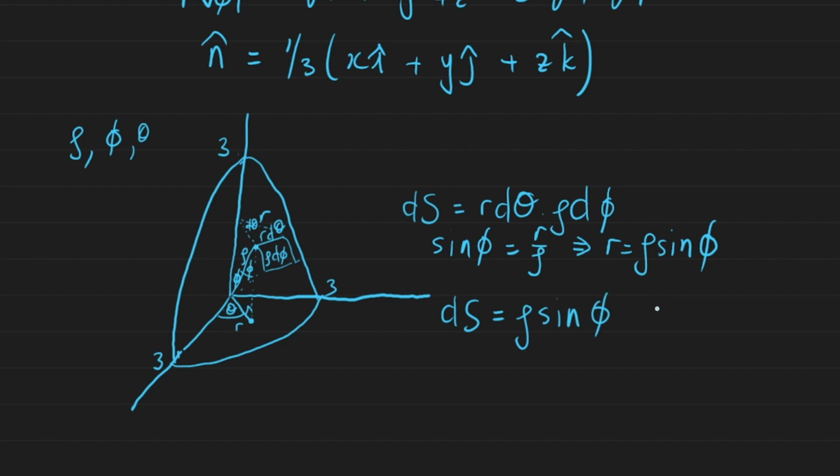Okay, so there's rho and then rho, so rho times rho is rho squared. Don't forget to write the rho squared there. It's rho squared sine phi d phi d theta. So we have our differential surface area element and we have our normal vector. So all we do is multiply this too.